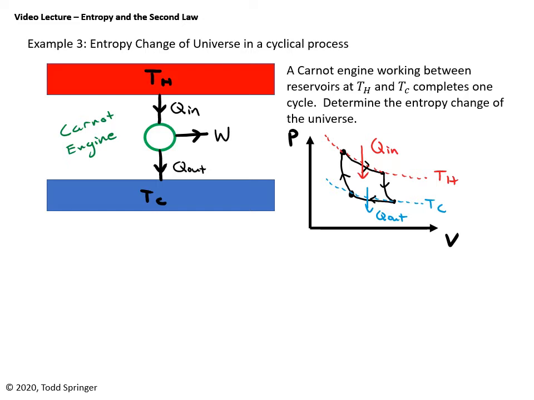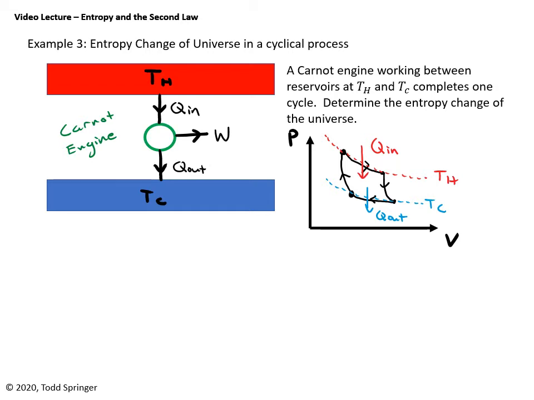In this third example, I want to think about the entropy change of the universe when an engine performs a cycle. So this example is a Carnot engine working between two reservoirs, TH and TC, completes one cycle. Determine the entropy change of the universe. On the left here, we've got the diagram of the engine. Remember that Q in is heat coming out of the hot reservoir into the engine. The engine performs some work and then dumps some heat Q out into the cold reservoir. On the right, we have the PV diagram for that situation.